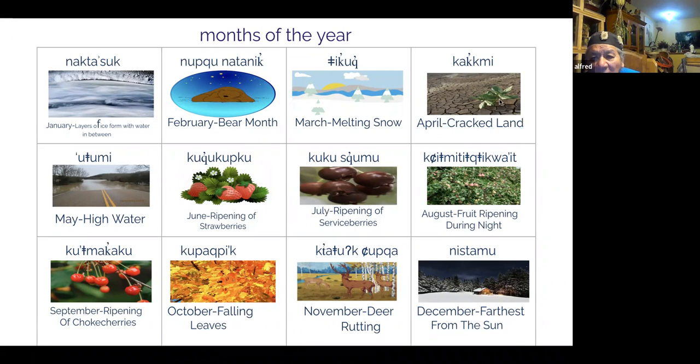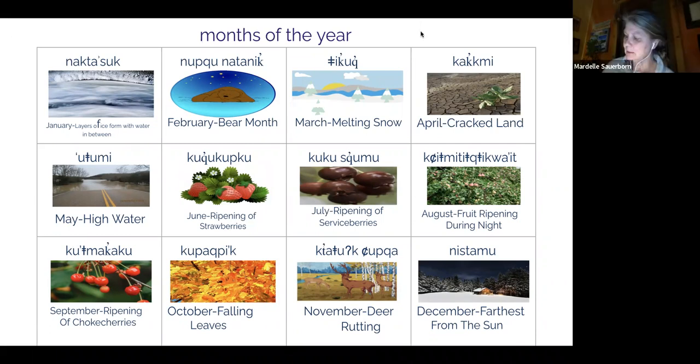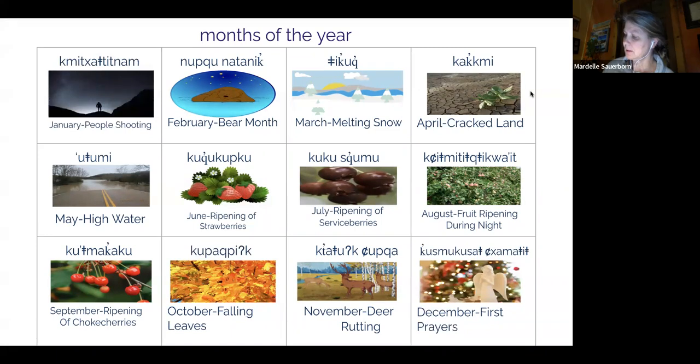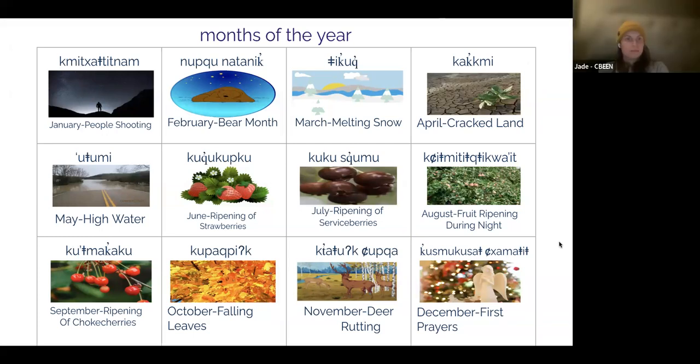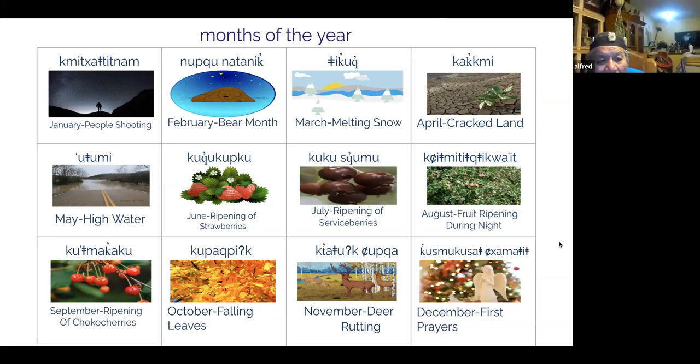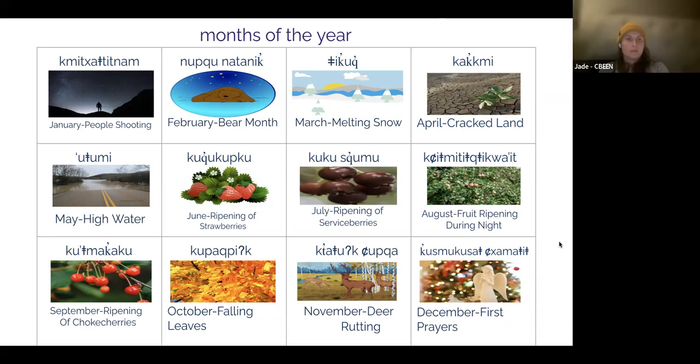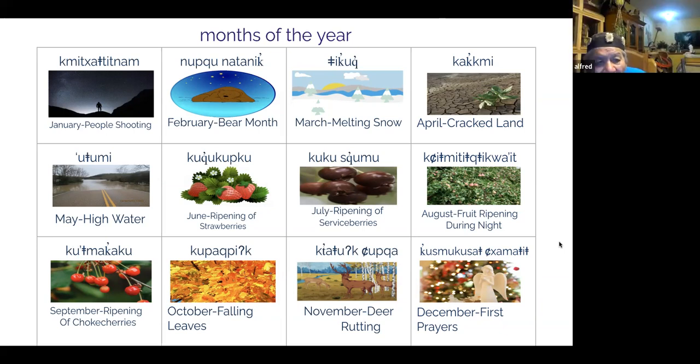And then April is Gakme. That means the time when the land is cracked up. And then May is Osome. And that means high water, the time of high water.